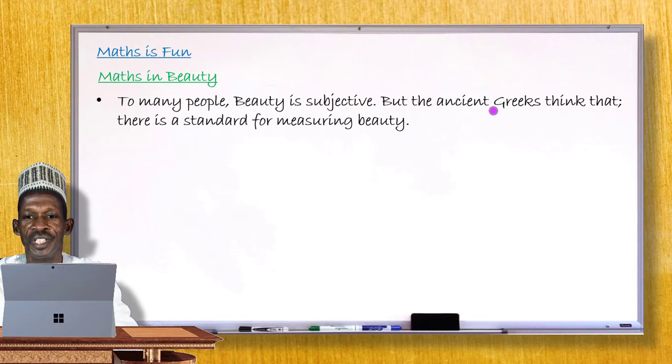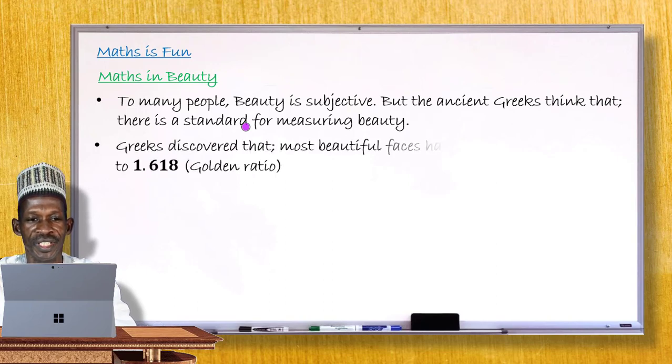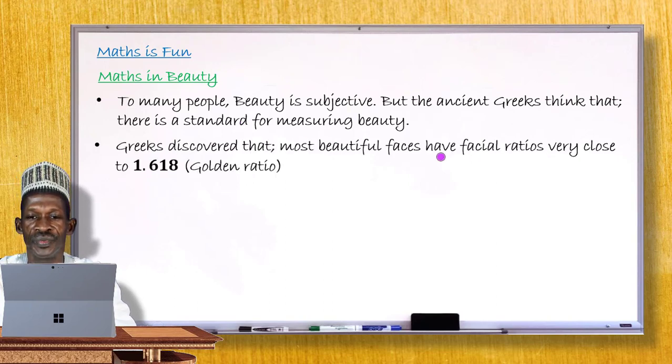But according to the ancient Greeks, they think differently. They think there must be a standard of measuring beauty and rating people in terms of the level of their beauty. They think that this may not be the case, there must be a standard of measuring beauty. And what they discovered is that most beautiful faces have their facial ratios very close to this value, 1.618. And this value is what we popularly know as the golden ratio.